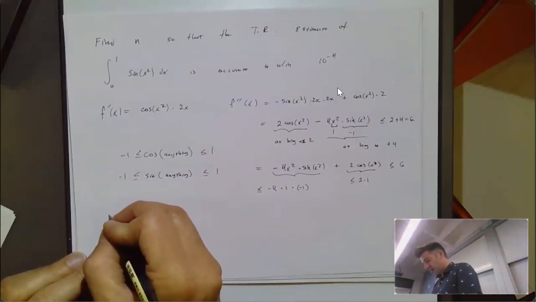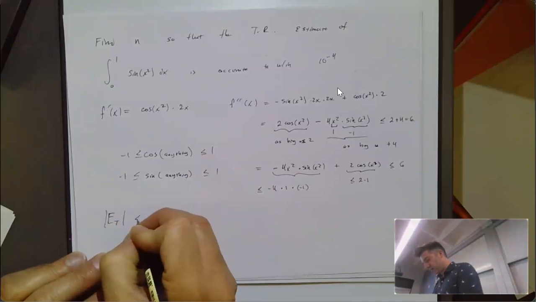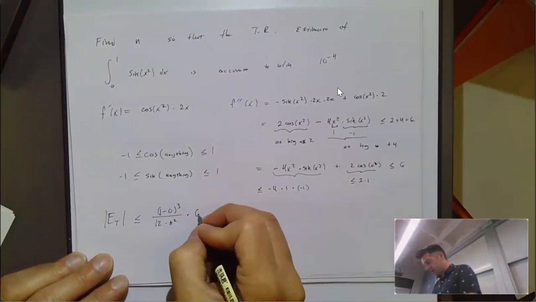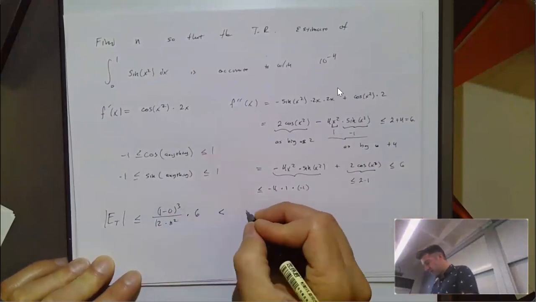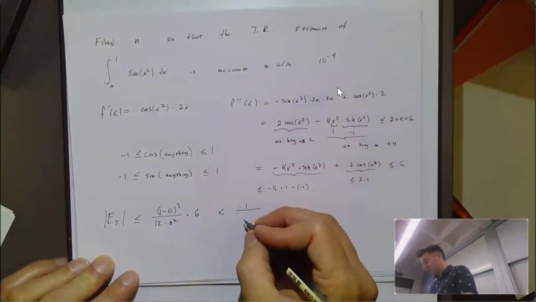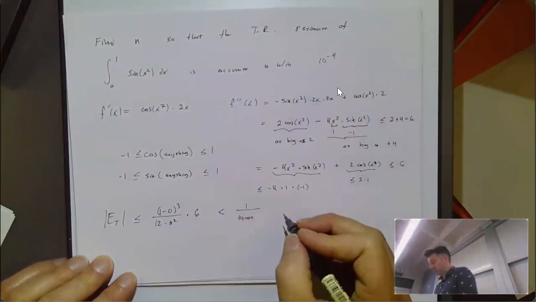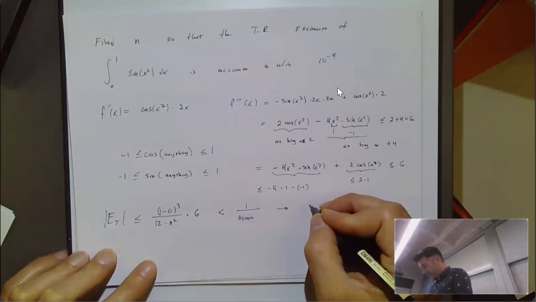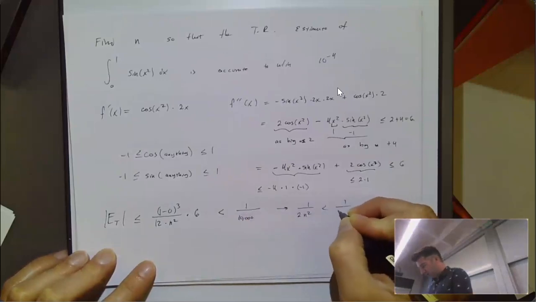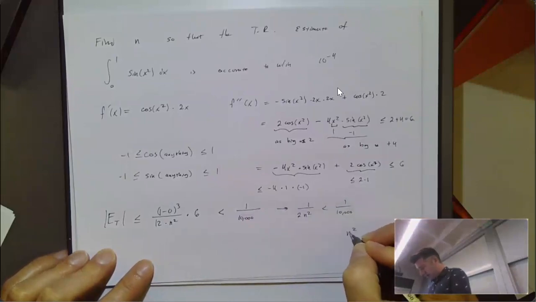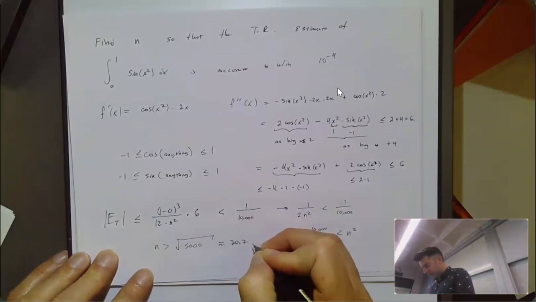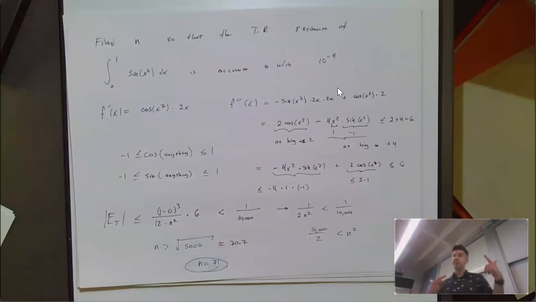So then my trapezoid error is less than or equal to (1 minus 0) to the 3rd over 12 n squared, times this maximum we just found, which is 6. And we want that to be less than 10 to the negative 4, which is 1/10,000. And then we're going to solve for n. The numbers are not too bad, right? 6/12 is just 1/2. So I have 1/2 n squared less than 1/10,000. So then n squared is going to be bigger than 10,000/2. So n is bigger than the square root of 5,000, which is approximately 70.7. So n has to be 71. Not 72, right? Because it's not Simpson's rule, it's trapezoid rule.